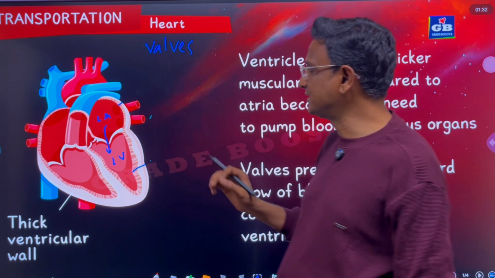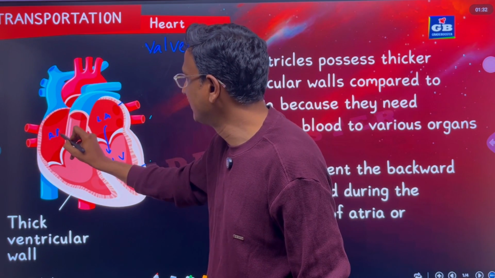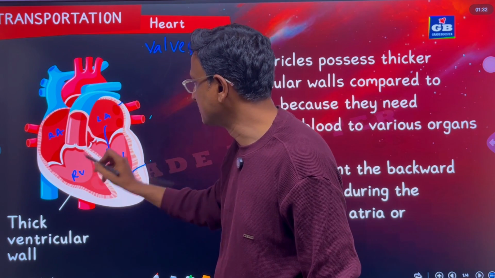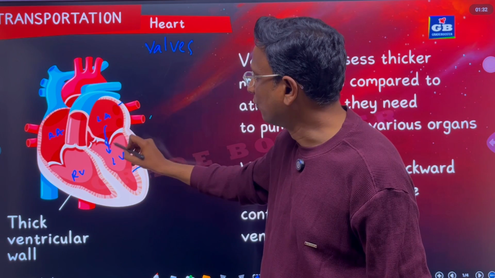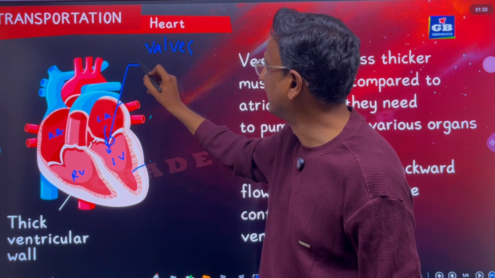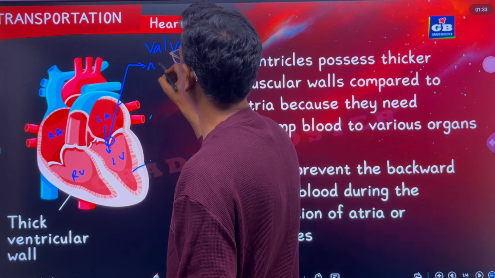Now let us see what the different types of valves are. And this is the right atrium and right ventricle. Between the left atrium and left ventricle we have a valve. What is this valve? This valve is called the mitral valve.